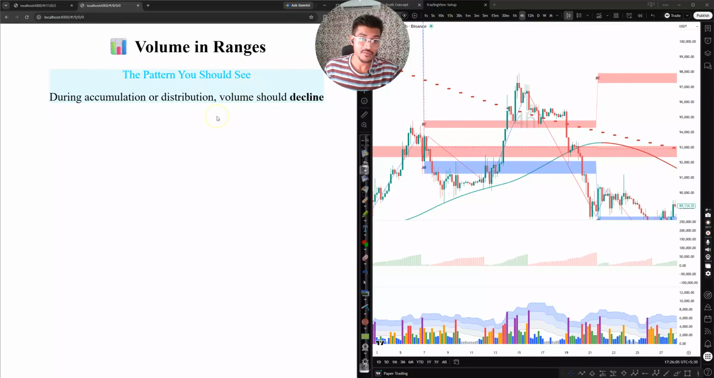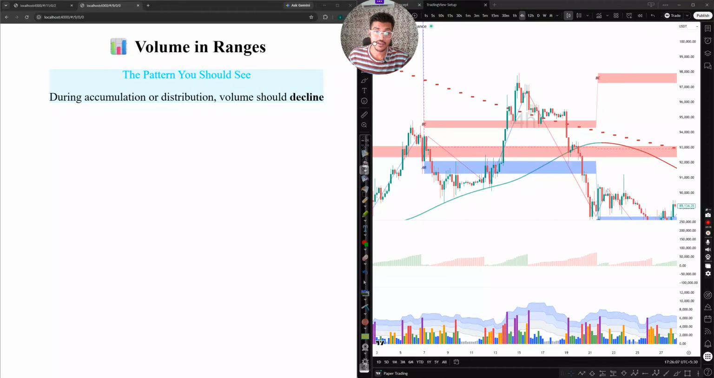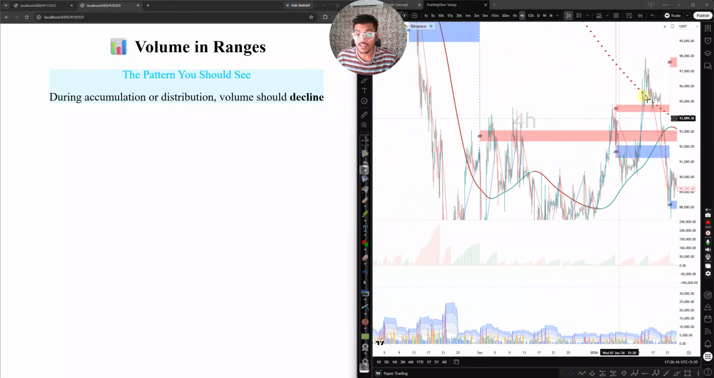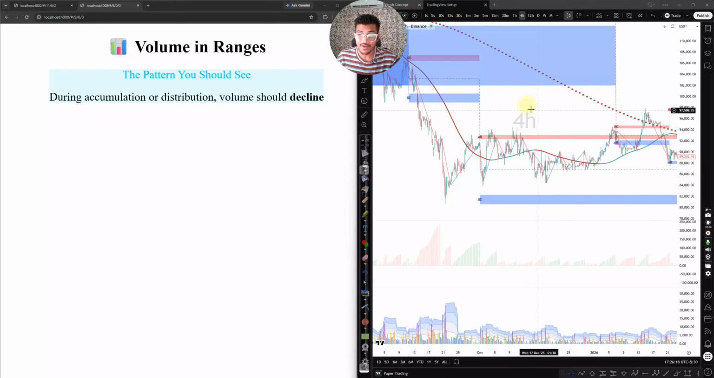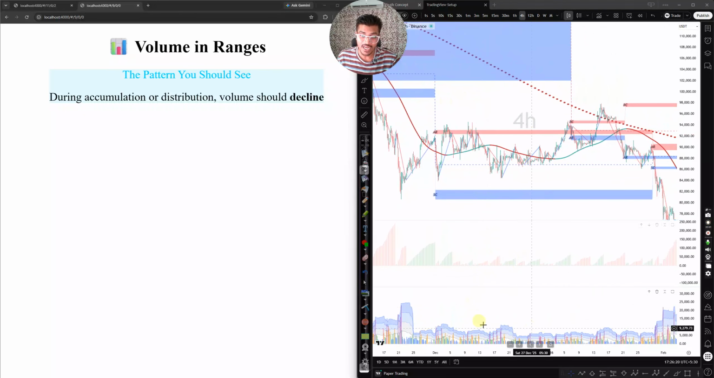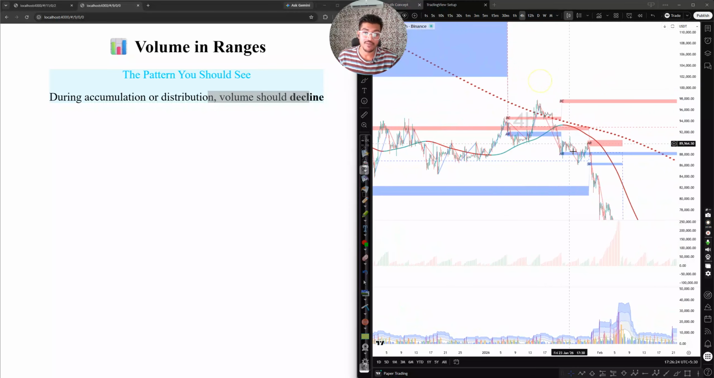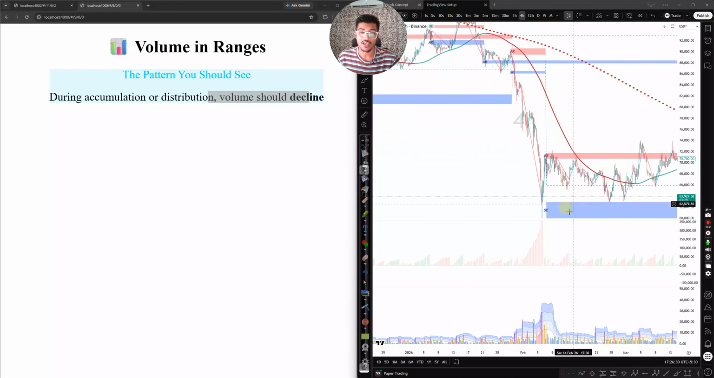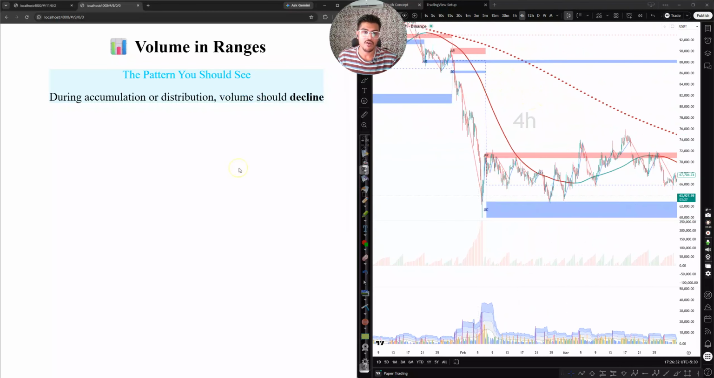So volume in ranges, the pattern you should see is that during accumulation and distribution, volume should decline. You can see when this big accumulation was happening, volume was indeed declining, or distribution for that matter. After that takes effect in the markdown phase, only then do we see this big spike in the volume.